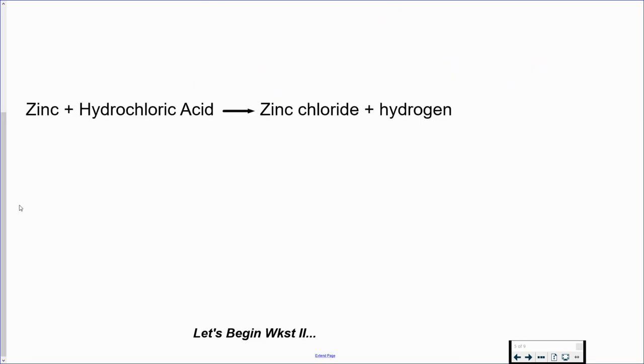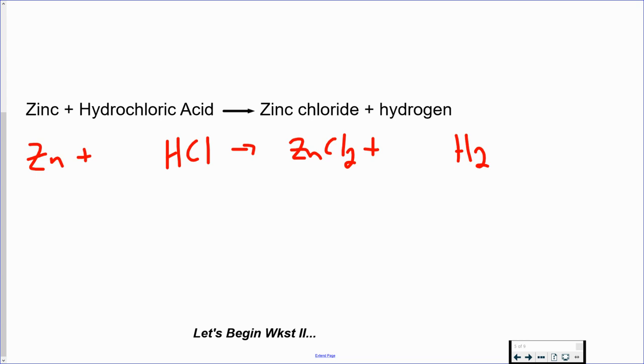We're going to check back with the formulas here in 3, 2, and 1. So with zinc, it is just zinc, Zn, plus hydrochloric acid is HCl, going to zinc chloride, that's Zn. Zinc has a 2 charge, Cl2, plus, again, now hydrogen is a diatomic. Hopefully that's what you got. If it's not, go ahead and fix it and then balance it, and we'll go over that in 3, 2, and 1.